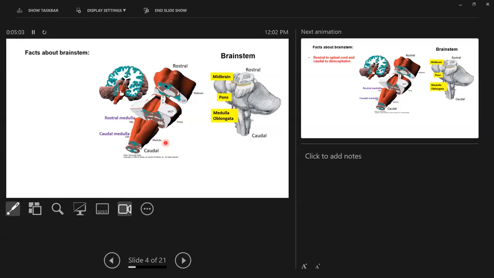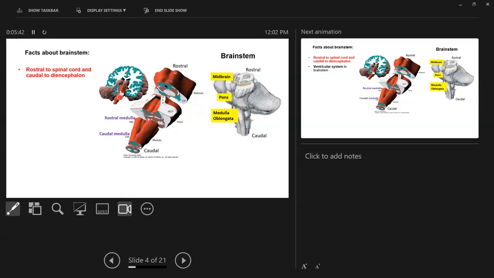Important facts about brainstem. Of course, brainstem is rostral to spinal cord as we go further rostrally all the way to midbrain, and it becomes caudal to diencephalon. So diencephalon, maybe the two halves of thalamus would be represented here in brown, and just caudal to it, we get into this brainstem, the stalk-like elongated portion of the brain going toward spinal cord.